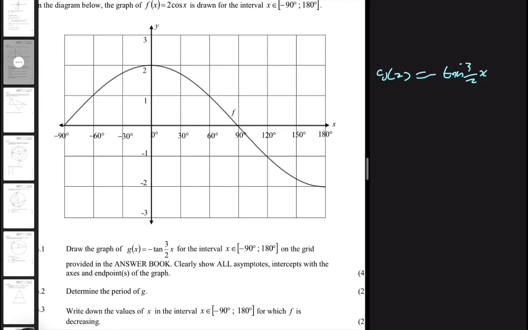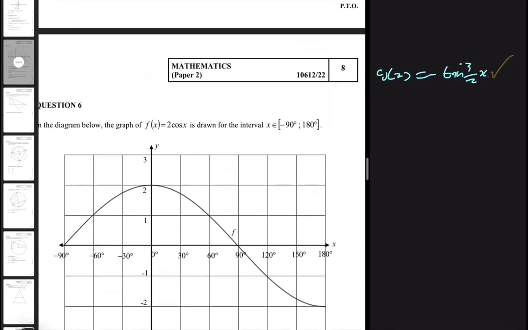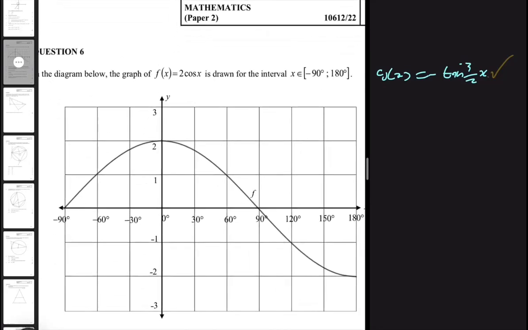So we are going to do that exact thing. We are going to substitute values of x in our function g of x while moving with an interval of 30. Let's see how that will look. We are going to start at minus 90.